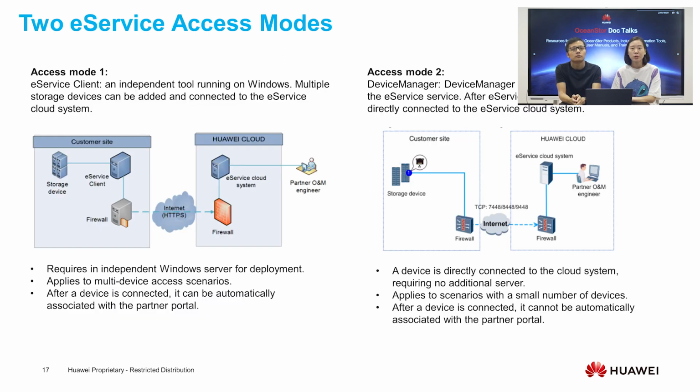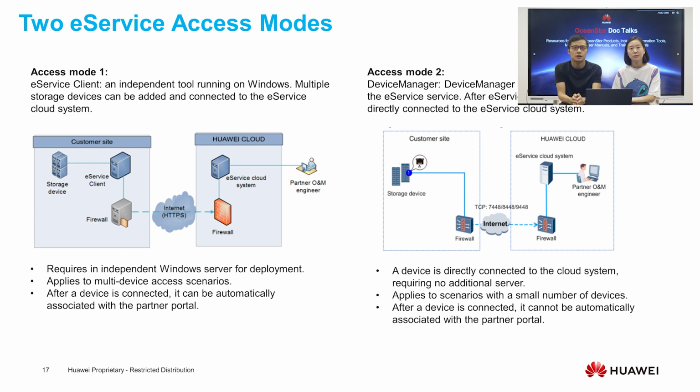Next, we will introduce two methods of connecting devices to eService. One method is to use a piece of independent software, eService client. The eService client must be deployed on a Windows server at the customer's site. You can add a device to the eService client. Then the eService client reports device alarms and O&M data to the eService cloud system so that the partner can use the data on the eService partner portal.